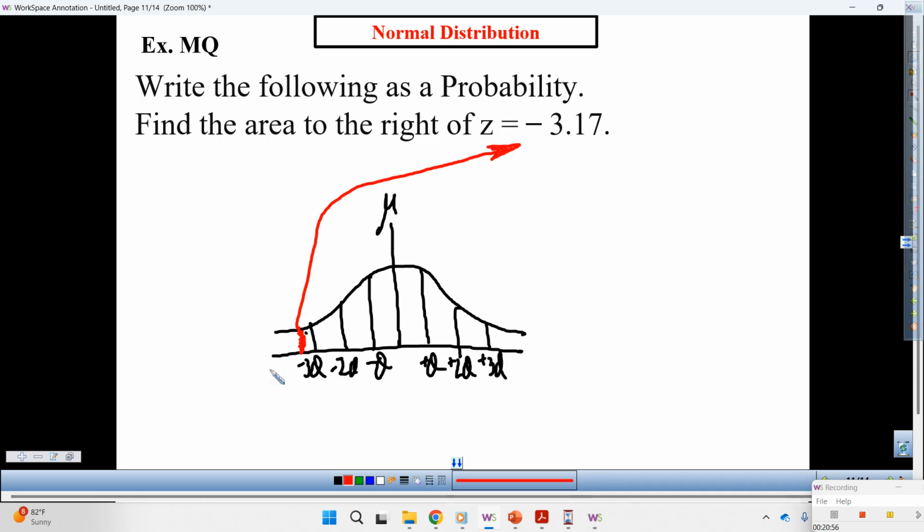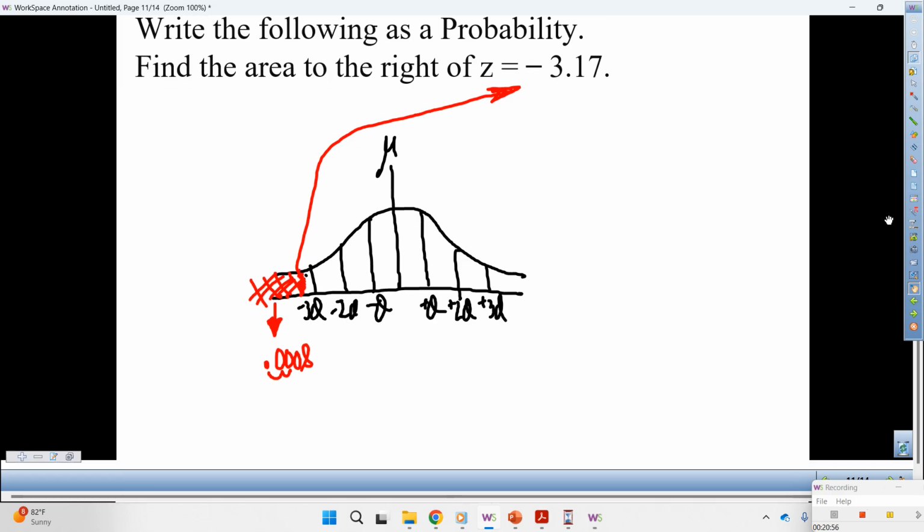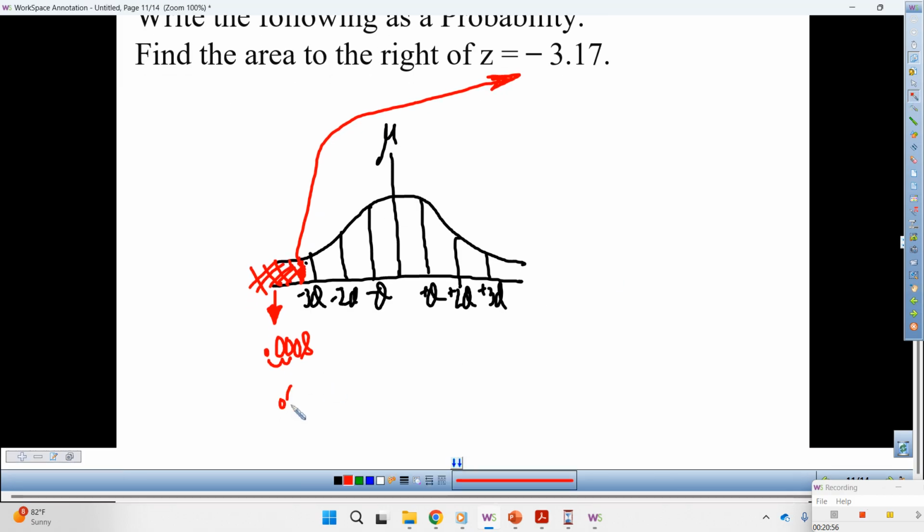But now we need to find the area to the left. You're like, Mr. Q, but it says to the right. I understand, but we first need to find the area to the left. So what is the decimal equivalent of this area to the left? Pass it to Sam. All right, Sam, what'd you get? 0.0008. If we move the decimal twice, that becomes 0.08%. Hands, have you got that?